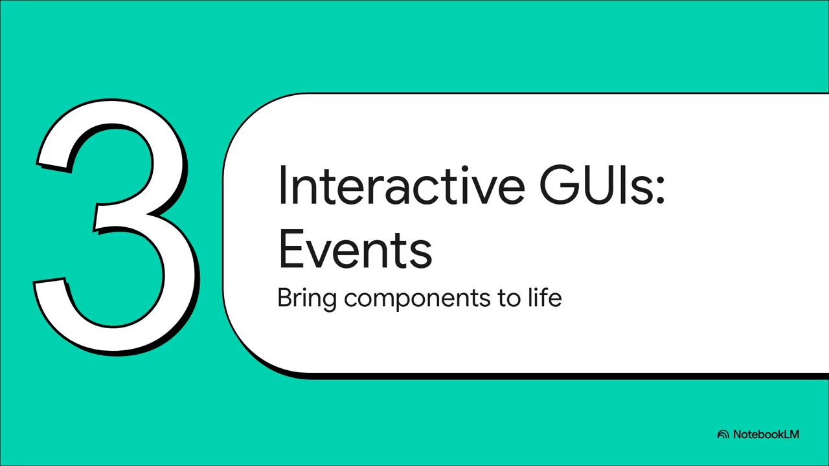Okay, so we've got our components and we've arranged them nicely. But right now, they don't do anything. A pretty but useless UI isn't going to get you marks. The absolute core of GUI programming is handling events. We need to make things happen when the user actually does something, clicks a button, types in a box, whatever. This is how we bring it to life.